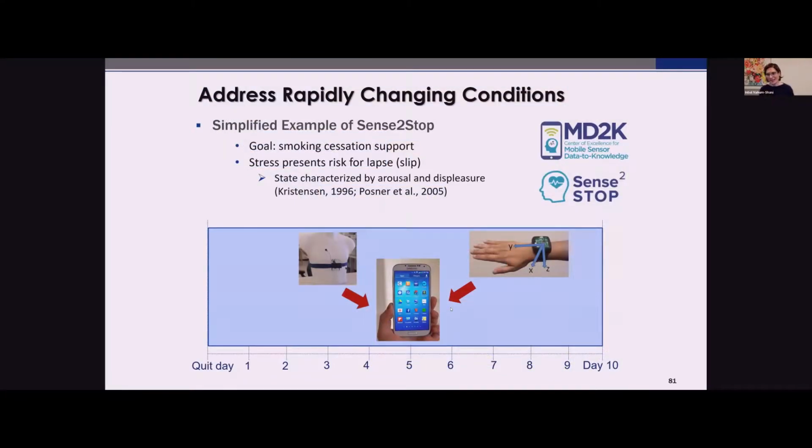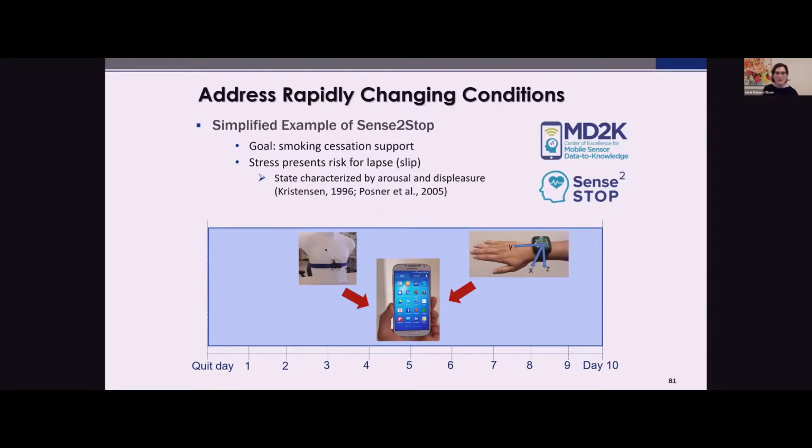This is, again, an example that is based on the work of Bonnie Spring and a huge team of researchers at MD2K. Again, all the examples here are simplified examples for illustrative purposes. And this is an illustrative example based on Sense to Stop. Sense to Stop is an intervention that is intended to provide smoking cessation support. It's based on evidence indicating that if smokers attempting to quit experience stress, that stress episode is likely to lead to a slip, an isolated smoking episode, or a lapse. And that lapse is likely to lead to a full relapse, which we don't want.